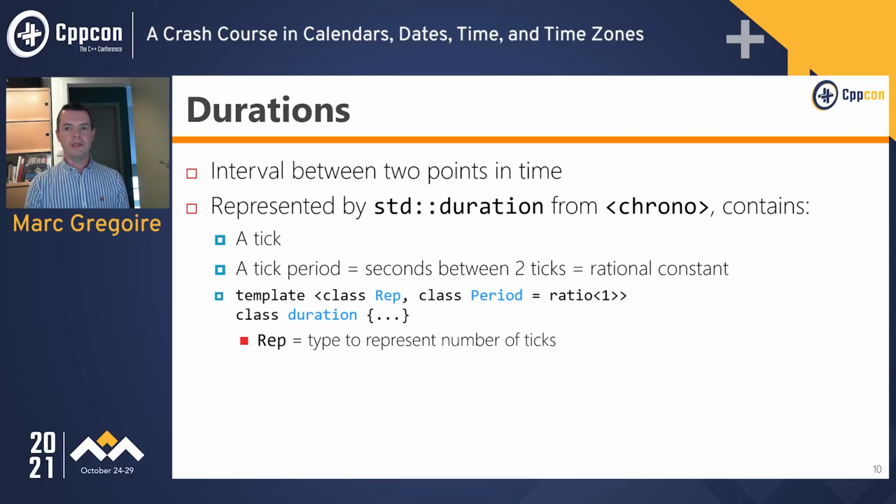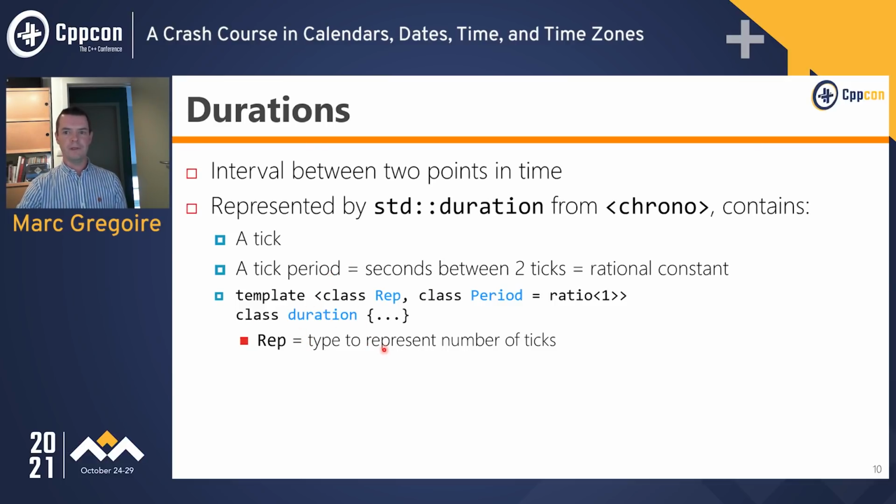So, durations. What is a duration? A duration is an interval between 2 points in time, and it can be represented by the std::duration template from the chrono library. Basically, the duration class contains a tick, or a number of ticks, and a tick period, which is the time between two ticks, the number of seconds between two ticks. And this is represented as a compile time rational constant.